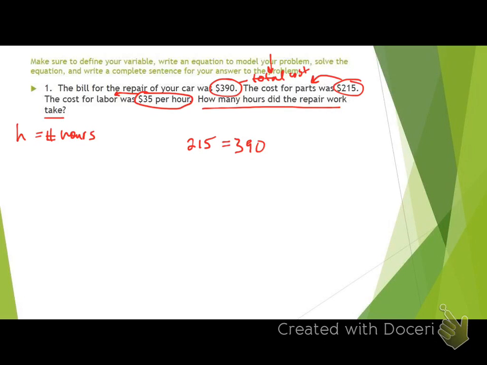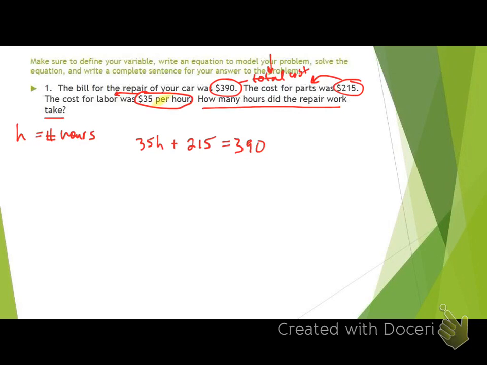And then the labor. The labor was $35 per hour. And the reason why I wanted to circle that whole thing was because it had this word "per" in it. That word "per," if you go back to day one of class, suggests that you're going to multiply some things together. So we're going to multiply 35 times the number of hours, which we don't know, which is h. And we're going to add those guys together.